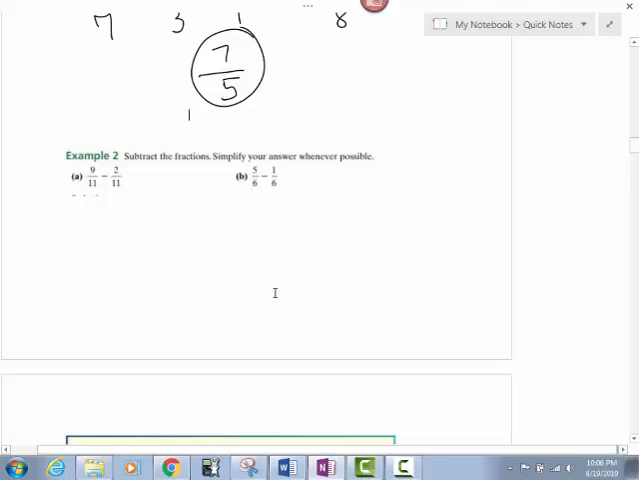Okay. The next problem's here. We're going to subtract fractions. We're doing the same exact thing we did before. So my bottom number is 11. 9 minus 2 is 7. I cannot reduce that fraction, so I won't.